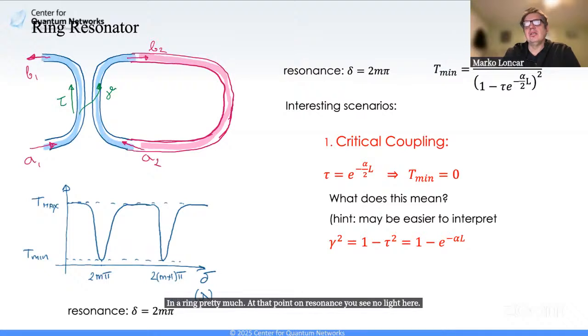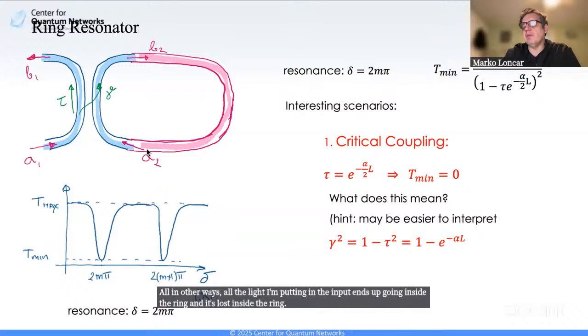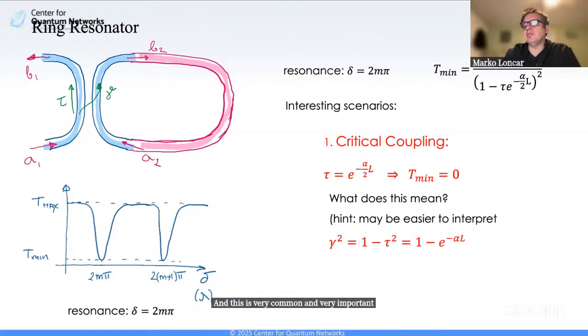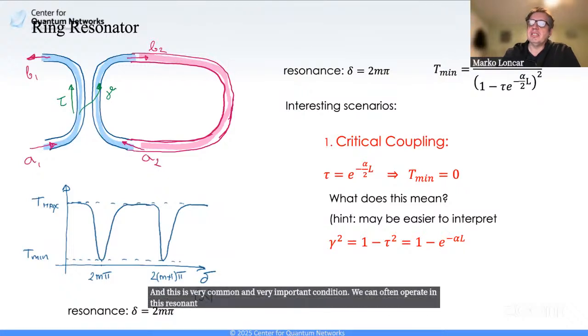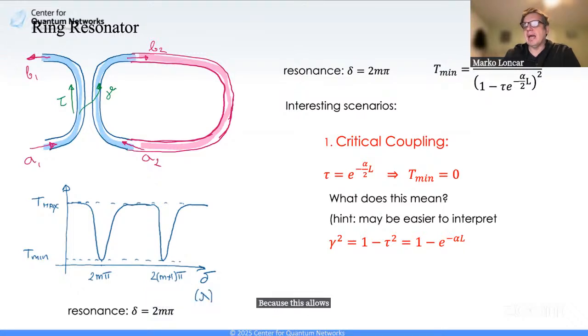In other words, this transmission has a perfect dip. All the light I'm putting in the input ends up going inside the ring and it's lost inside the ring. And this is a very common and very important condition. We're going to often operate in this critical coupling condition because this allows you to put the maximum amount of light inside a resonator. Why would you want to do it?